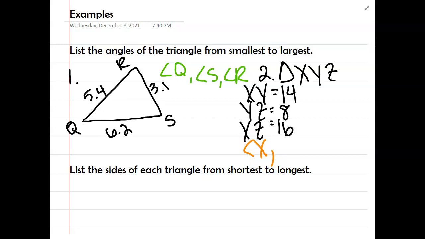What's my next side? Oh, 8, and then XY. So what angle is opposite of XY? Z. Angle Z. And then what's my last angle? Y. Angle Y.